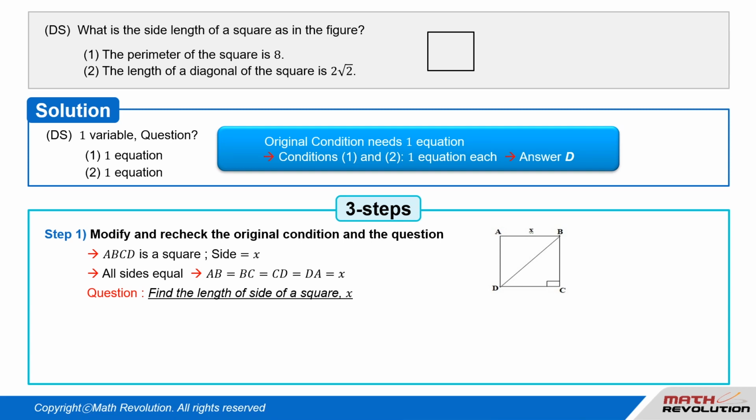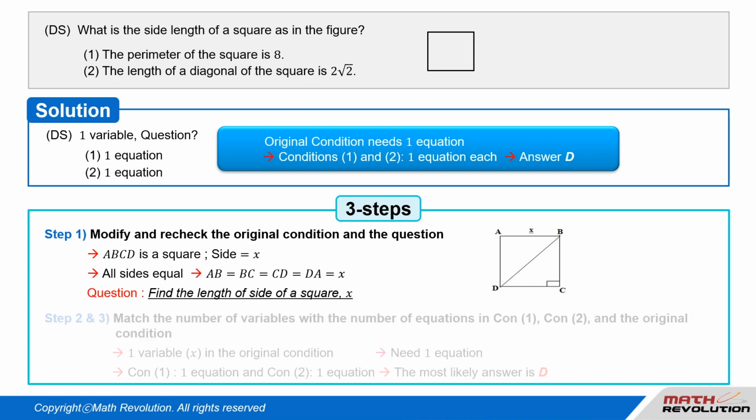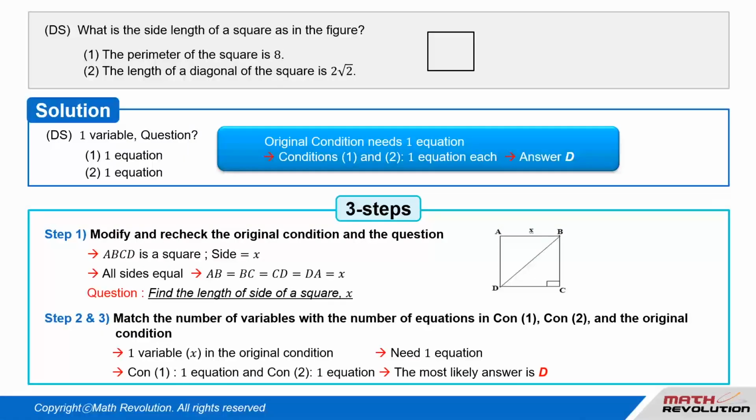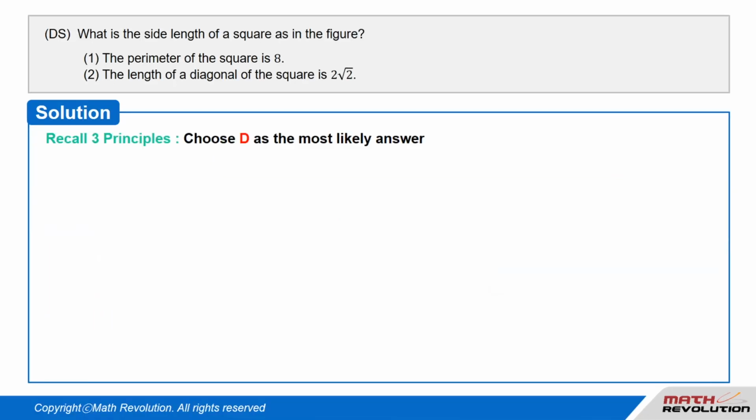Just memorize that it is 99.9% likely that the answer would be D if you see a square in a question. Follow the second and third steps. From the original condition, we have one variable, x. To match the number of variables with the number of equations, we need one equation. Since conditions 1 and 2 will provide one equation each, D would most likely be the answer. Recall 3 principles and choose D as the most likely answer.